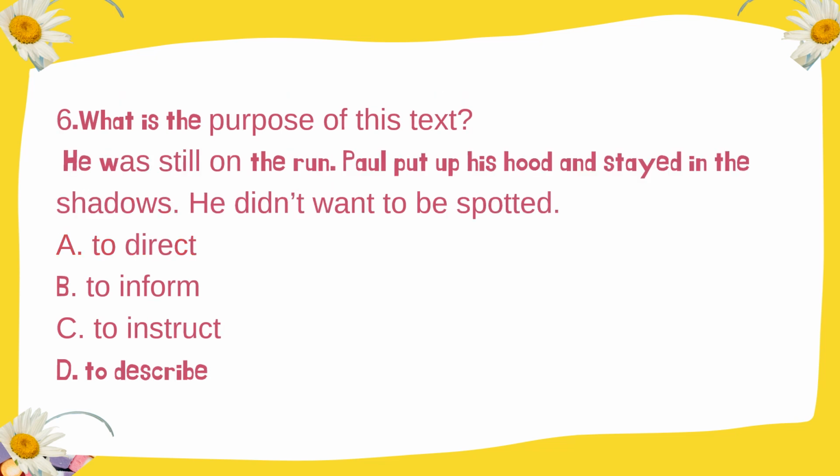Number 5, the next number. What is the purpose of this text? He was still on the run. Paul put up his hood and stayed in the shadows. He didn't want to be spotted. And the answer is to describe.